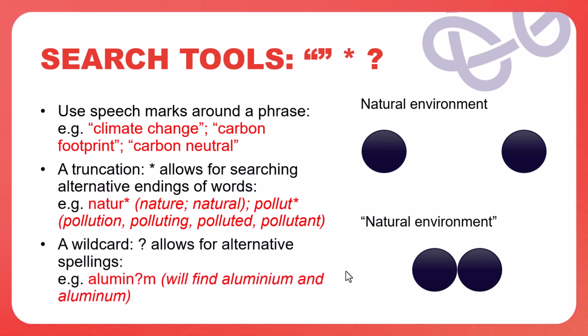The wildcard allows us to search for alternative spellings of words. So in America, aluminium is spelt aluminum. We can replace the difference with the question mark, and it will search for both words. It means we haven't got to search for both of those spellings independently of each other.